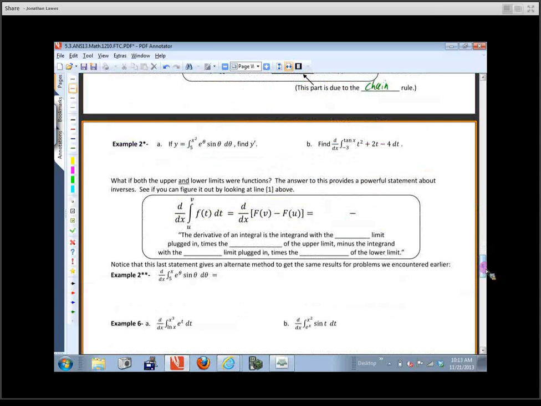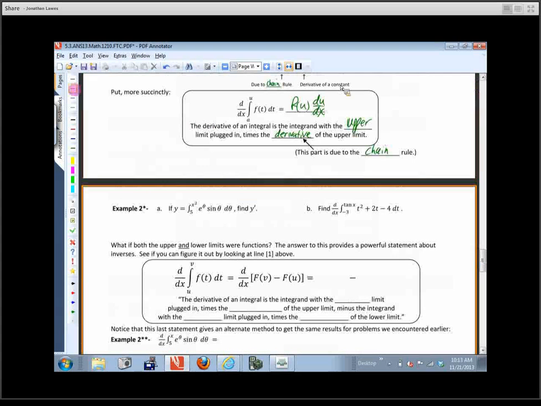So if you flip the page over, these problems are very similar to the problems that we had yesterday. In fact, I think I have exactly the same integrand and the exact same lower limit on each one of these as we did before, except now the upper limit is a function of x. So if I'm going to find the derivative of this definite integral, so I'm going to find y prime, the derivative of an integral is the integrand with the upper limit plugged in. So that's going to be e to the x squared sine of x squared times 2x.